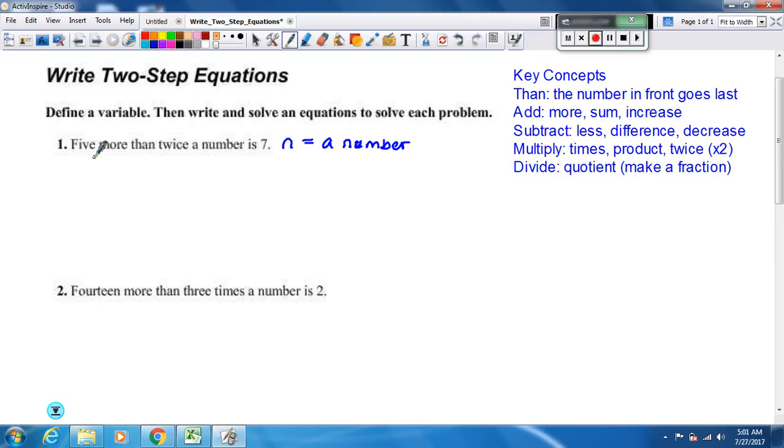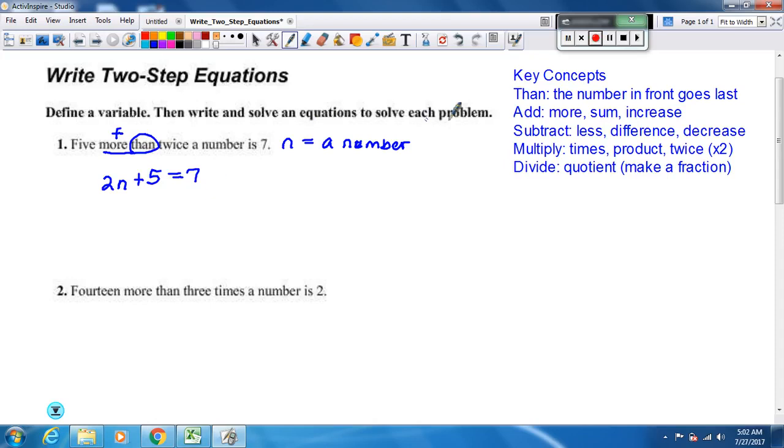Okay, so 5 more than. Here's the word than that I was talking about. More means plus. So the 5 is in front of that, and because of the word than, you're going to put a plus 5. It's almost like working backwards. Now, in front of that plus sign is what's after the word than. So twice a number. That means 2 times a number, so I'll put 2n. In algebra, you don't usually use an x or a dot for multiplication. You just put the letter and the number side by side. Is always an equal sign and then 7.